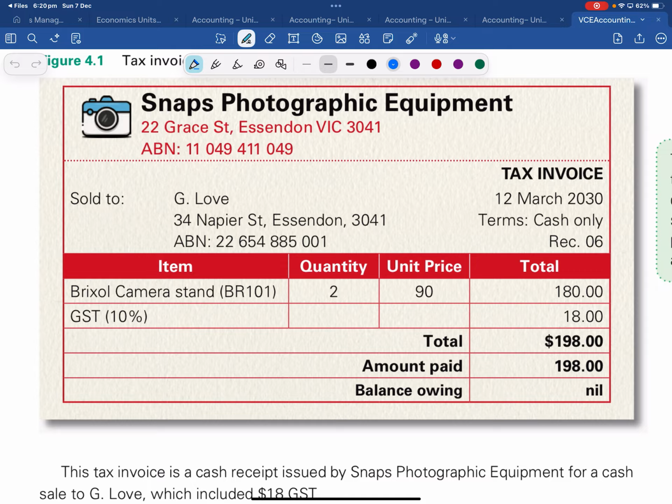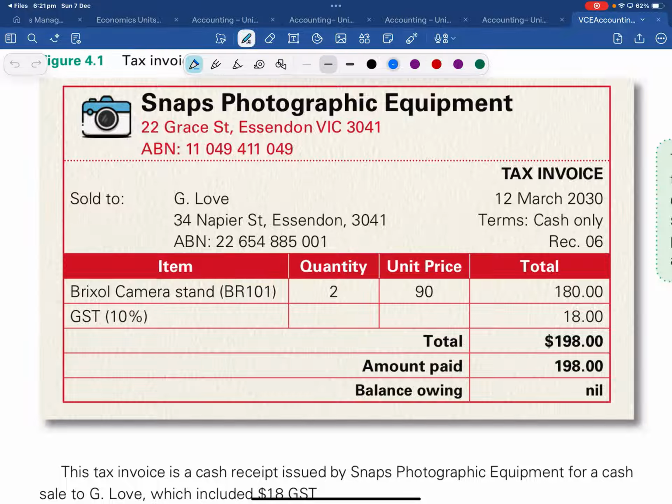Okay, what do you mean by tax invoice? You were not there when we discussed it, right? In unit 1 I explained it. What is a tax invoice, guys? Any source document that includes GST is a tax invoice. So in the exam, when they ask you what source document this is, don't say tax invoice.